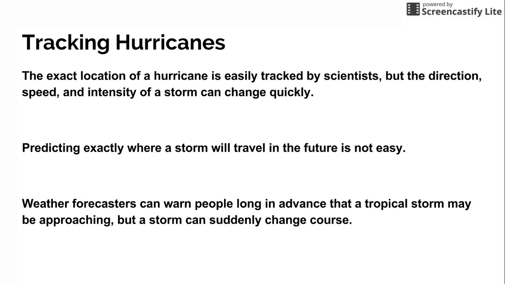The exact location of a hurricane is easily tracked by scientists, but the direction, speed, and intensity of a storm can change really quickly. So predicting exactly where a storm will travel in the future is not easy because it uses modeling, and like we talked about yesterday, modeling always has some types of inaccuracies. Weather forecasts can warn people long in advance that a tropical storm may be approaching, but a storm can suddenly change course.